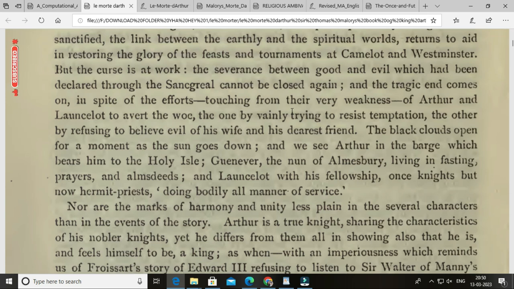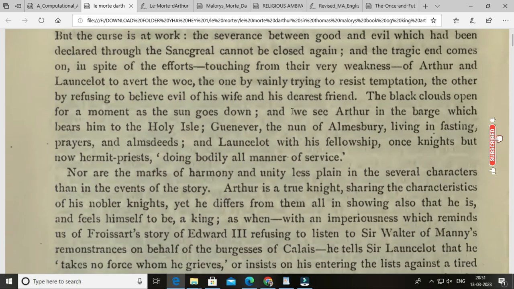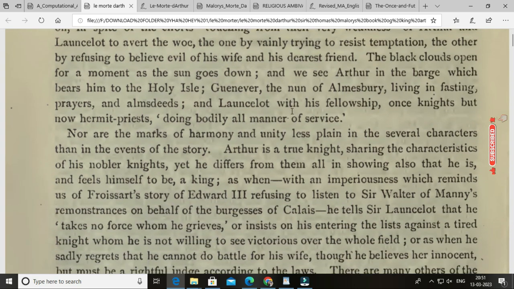The black cloud opens for a moment as the sun goes down, and we see Arthur in the barge which bears him to the holy island. Guinevere, the nun of Almesbury, living in fasting, prayer and all alms deeds. Lancelot, once the chief of the fellowship, now a hermit priest, doing bodily all manner of service.